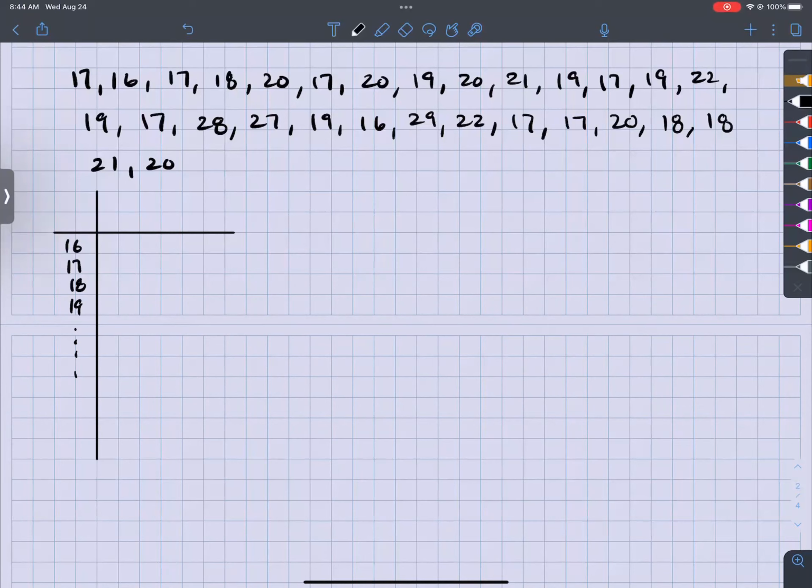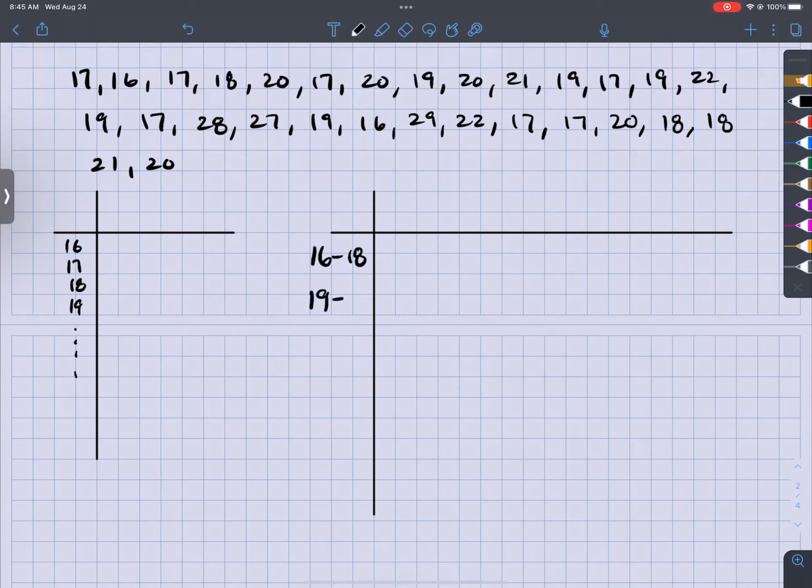Another way of doing it is to do it in groups. We can say, okay, I'm going to go 16 to 18. Then the next one will be 19 to, what do you think the next number should be? Is it 21? Or is it 22? Whenever we do this, the range has to be exactly the same. So if I have 16, 17, 18, that's 3 ages, right? So it'll be 19, 20, 21.